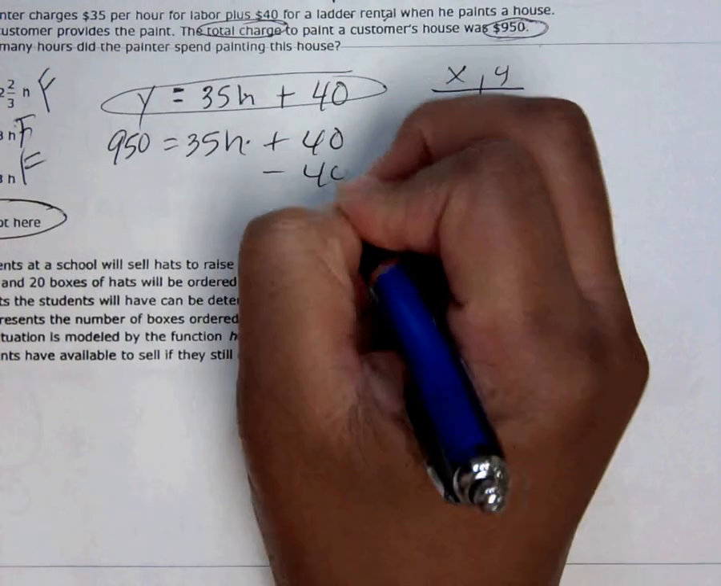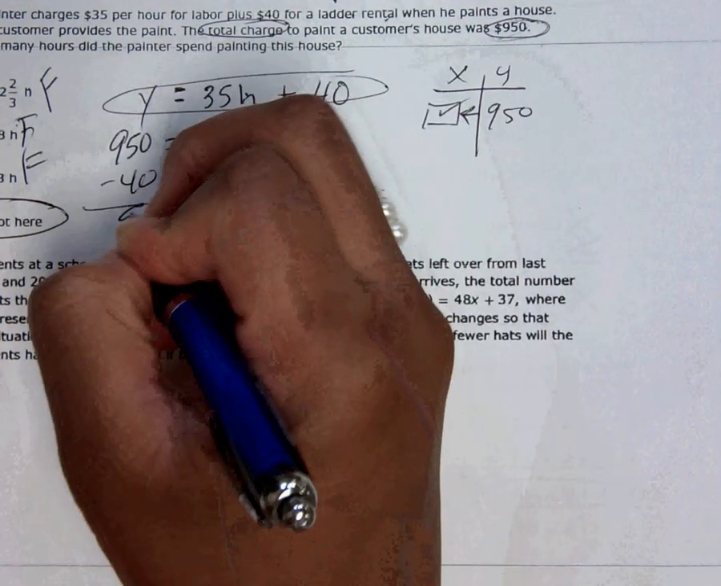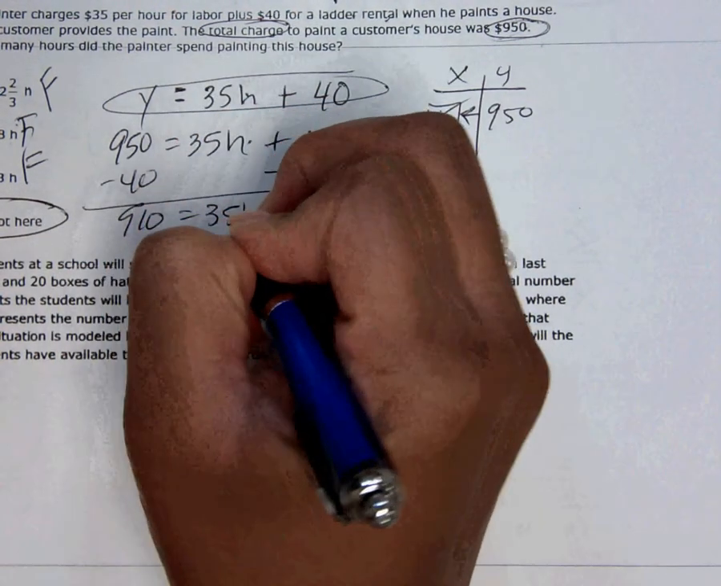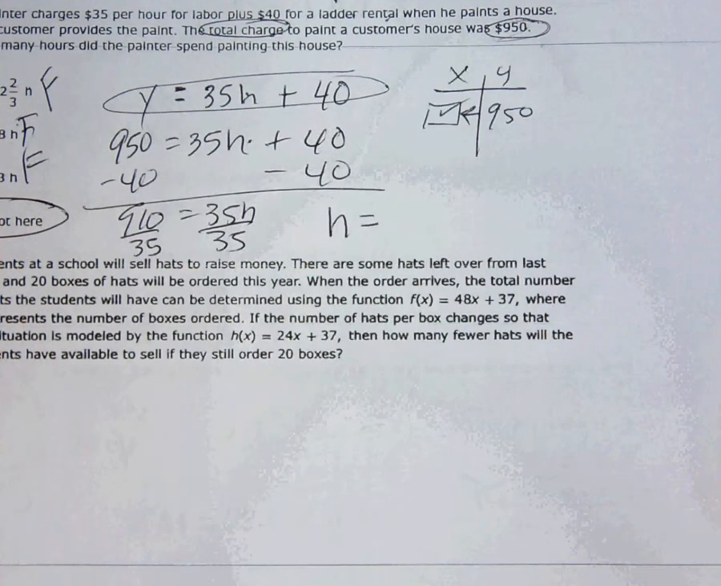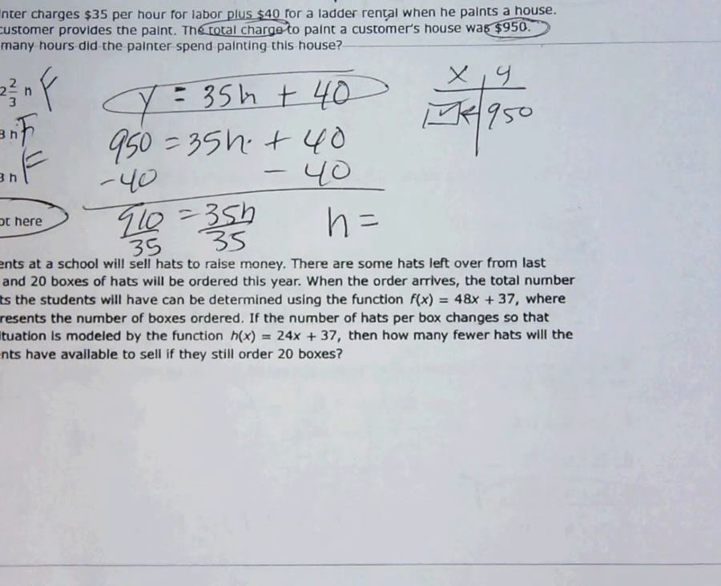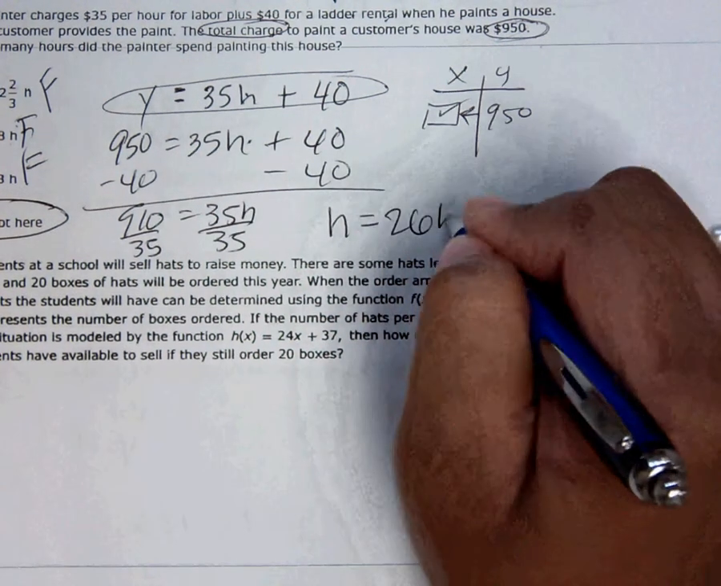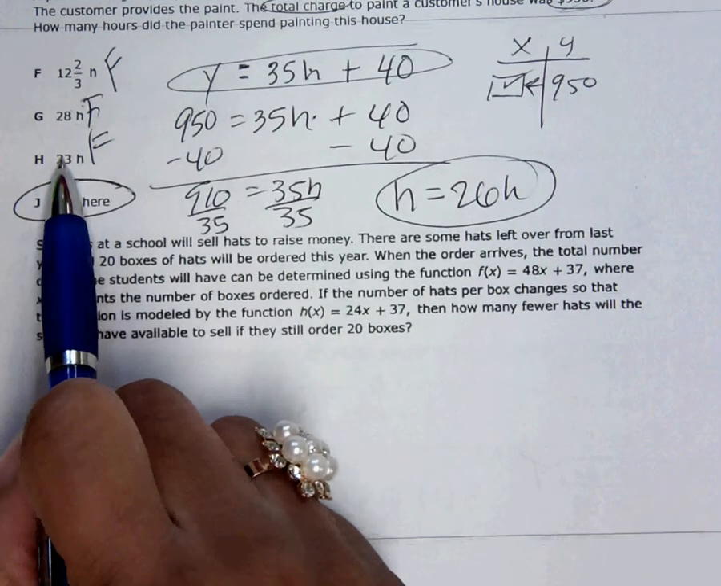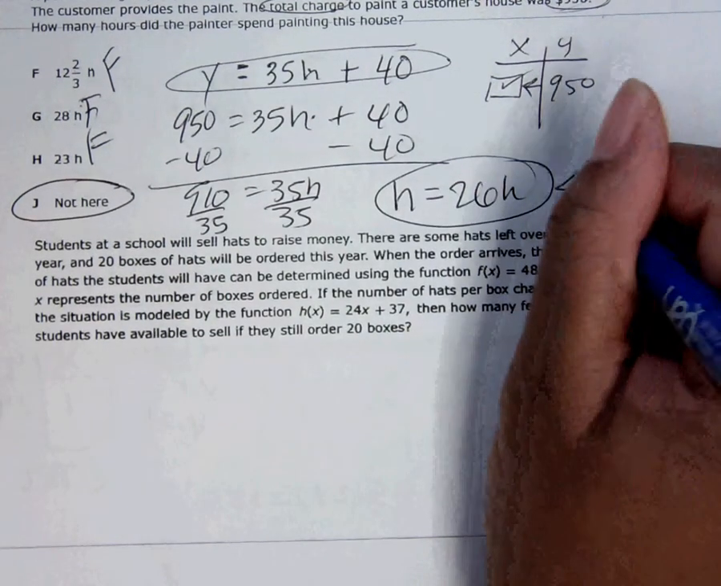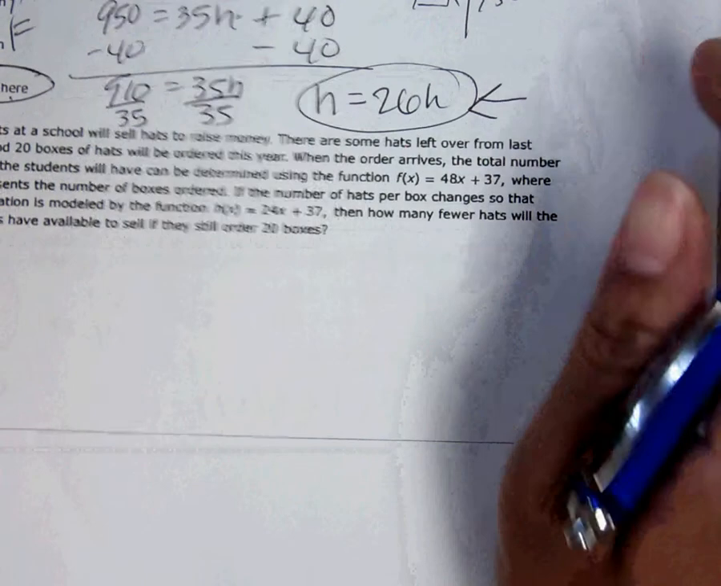So minus 40, 910 equals 35H, divided by 35. So H would be 910 divided by 35, which is 26 hours. And that's not listed, is it? No, it's not. So there you have it. It wasn't there. Next question.